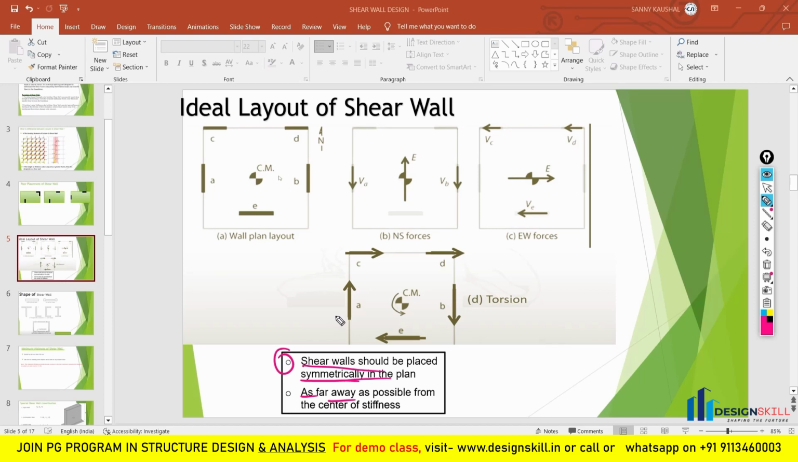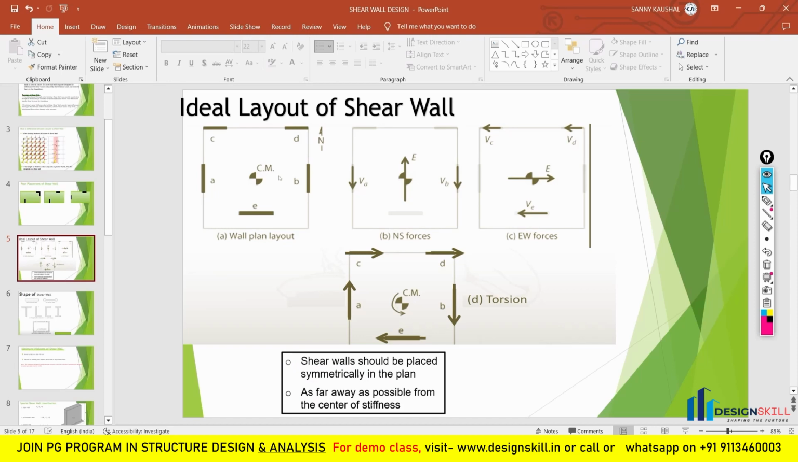So whenever you put the shear wall, you have to uniformly distribute the lateral stiffness in all the plan. If you do not do that, you will get a torsional effect in your building, and that will create damage, or we can say that is not good for a proper building. So what could be an ideal layout of the shear wall? The ideal layout of the shear wall will be putting the shear wall symmetrically in the plan, and that will give a uniform distribution of lateral stiffness in your building.